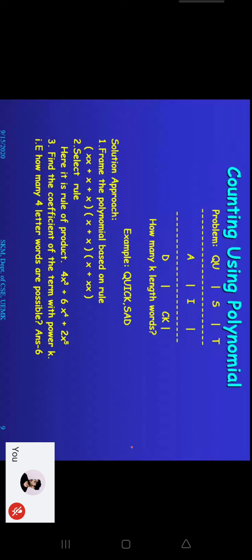Also observe, the first thing is to frame the polynomial, then apply the rule, and then identify the coefficient. So in the polynomial approach, for counting purposes, that is quite a common approach. You have to frame the polynomial, then apply the rule. Rule means basically rule of product, not rule of sum, and then identify the coefficient. So here the coefficient of x to the power 7 we have already identified. That is, we need the coefficient of x to the power 7.